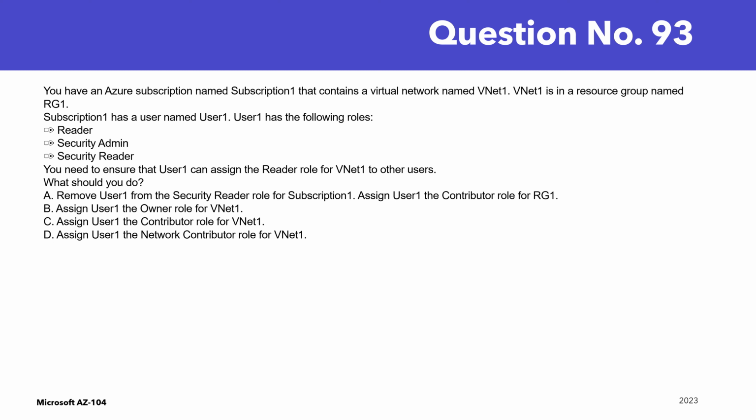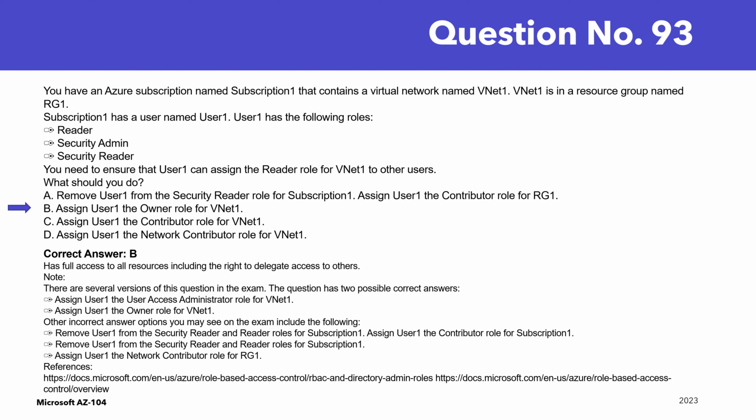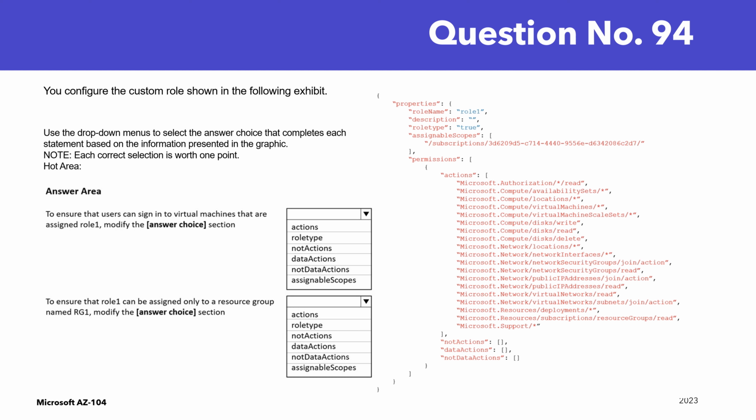What should you do? A. Remove User1 from the Security Reader role for Subscription1. Assign User1 the Contributor role for RG1. B. Assign User1 the Owner role for VNet1. C. Assign User1 the Contributor role for VNet1. D. Assign User1 the Network Contributor role for VNet1. Correct answer: B.